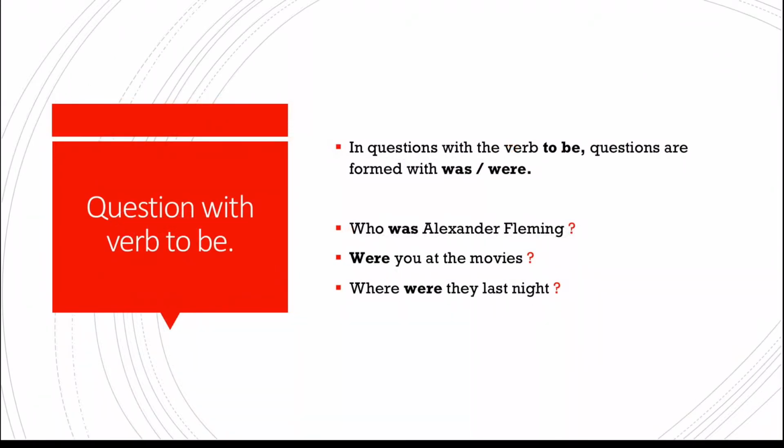Questions with verb to be. This is another way of writing questions in simple past, but instead of the auxiliary did, we are going to use the verb to be in past. In questions with the verb to be, questions are formed with was and were. For example, who was Alexander Fleming? Were you at the movies? Where were they last night?